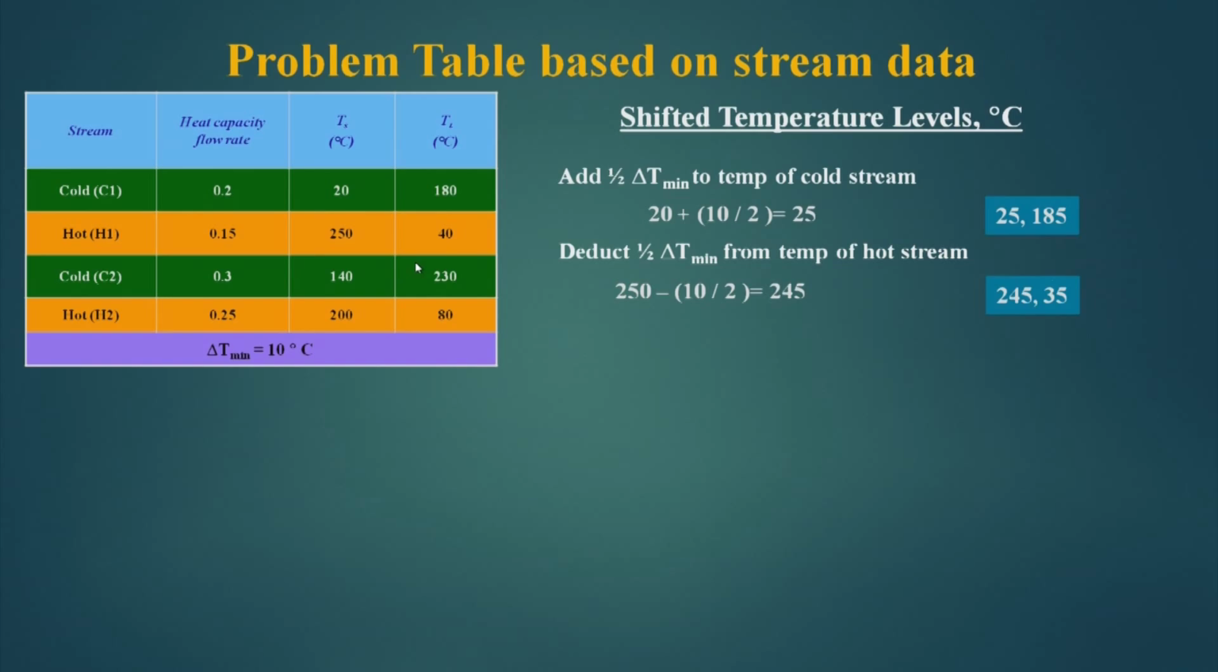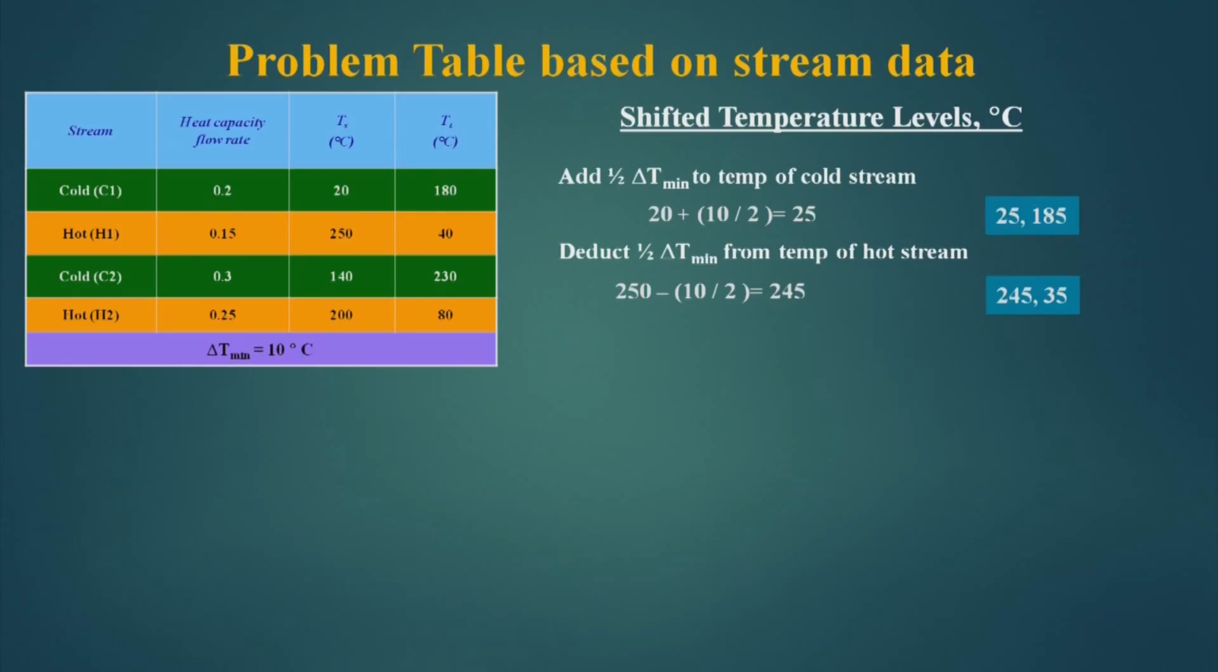Now, we deduct delta T minimum by 2 from the temperature of hot streams. For this purpose, we take H1 as the hot stream, and the supply temperature is 250. We deduct delta T minimum by 2, which is 5 degree centigrade, from it. So, it converts into 245 degree.